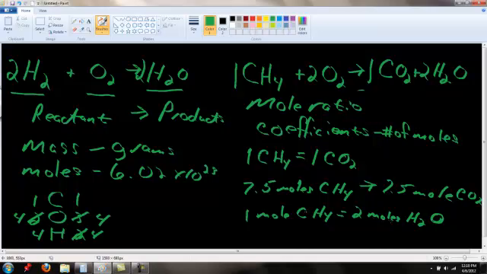However much CH4 you have, twice as much water is going to be produced. So in the same example up here, if we start with 7.5 moles of CH4, then twice as much water is going to be produced. 7.5 moles of carbon dioxide. However, there will be 15 moles of H2O produced. Okay. Now, I'm going to cut this video short here.